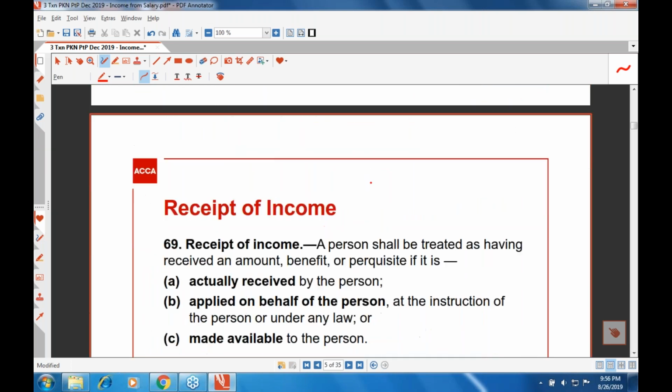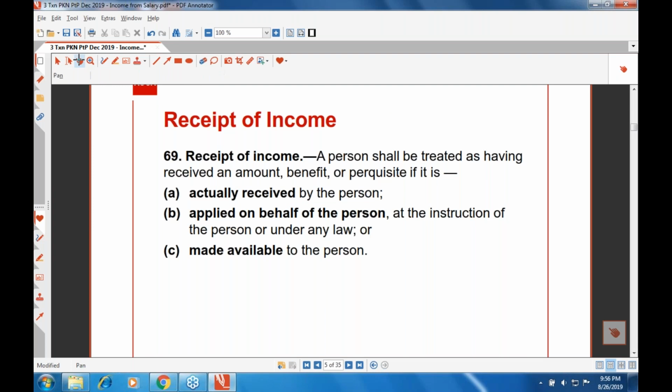Now, a very important definition is about the receipt of income. Remember one thing. Every head of income, Muhammad Amin, just wait, I'll discuss the tax rates. For every income, you need to understand the concept of whether it is taxable on a cash basis or on an accrual basis, or how it is taxable.